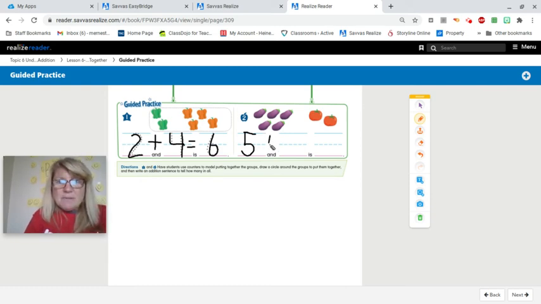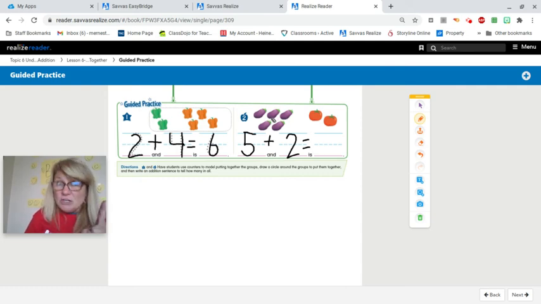5 plus, and then how many red tomatoes does it look like we have? We have 2 of them. So it's not asking us how many eggplants altogether. It's asking us how many vegetables altogether. So how many vegetables do we have here?